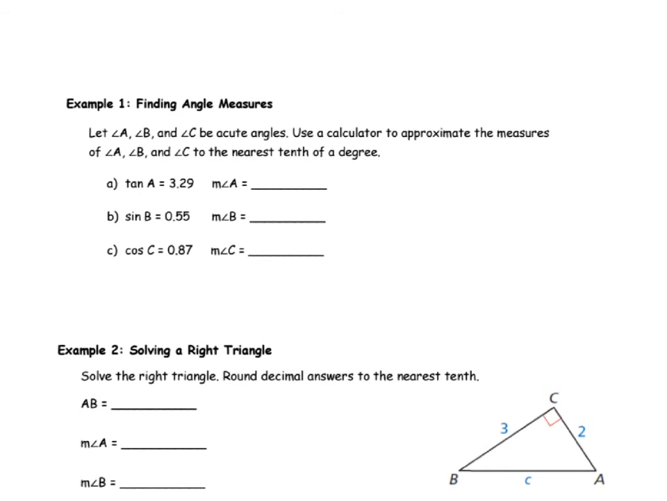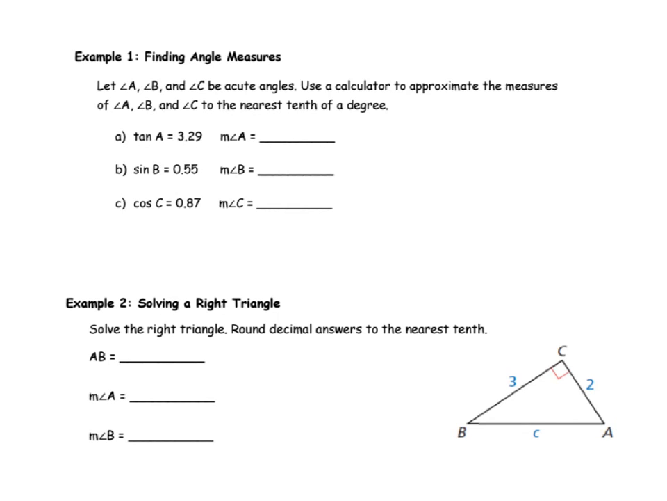All right, so here we're going to do a few examples. Let angle A, angle B, and angle C be acute angles. We're going to use a calculator to approximate the measures of those three angles to the nearest tenth of a degree. So yes, you need a calculator for this section. Again, make sure your mode is in degree mode. And what we have here is, for the first one, tangent of A equals 3.29.